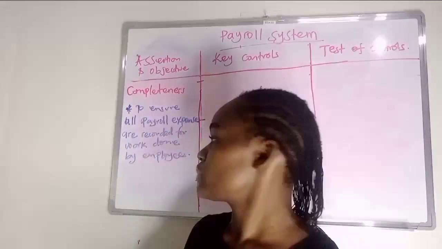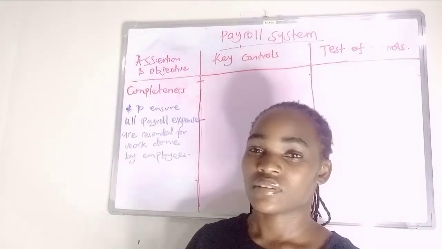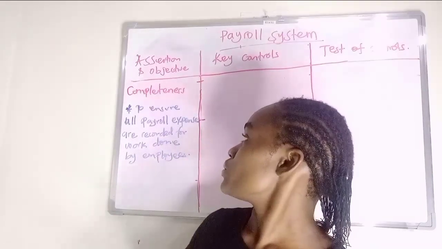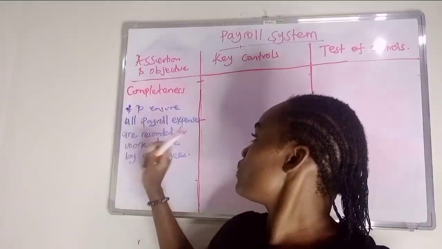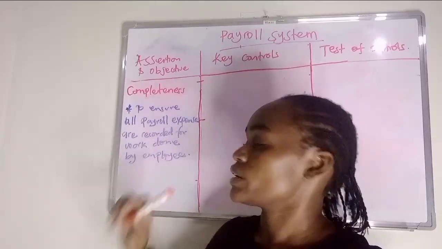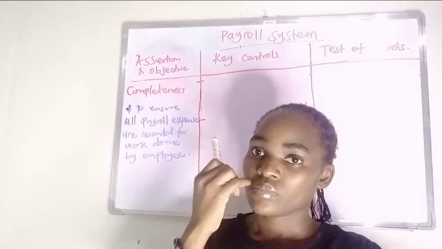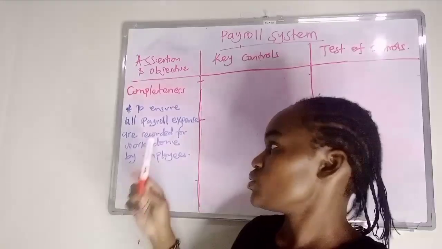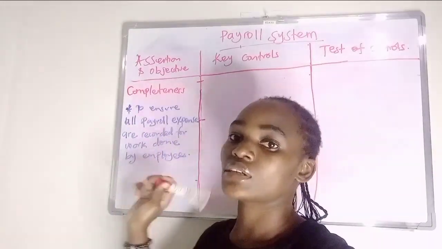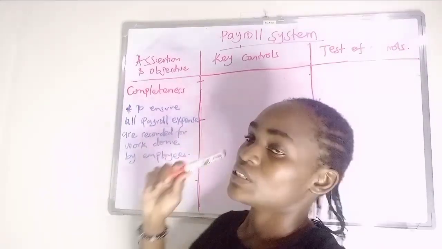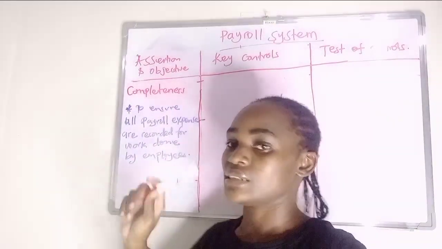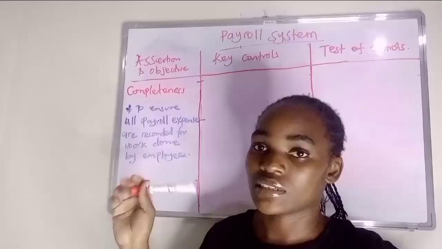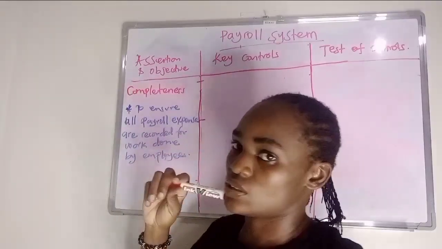So here I said the objective is the same, you just keep changing the system. Here, to ensure that all payroll expenses are recorded for work done by the employees. That is completeness. In the purchases system, we say to ensure that all purchases transactions are recorded. For sales, we say to ensure all sales and its adjustments are recorded. That is completeness. So the objective is the same, you just keep changing the transaction system.